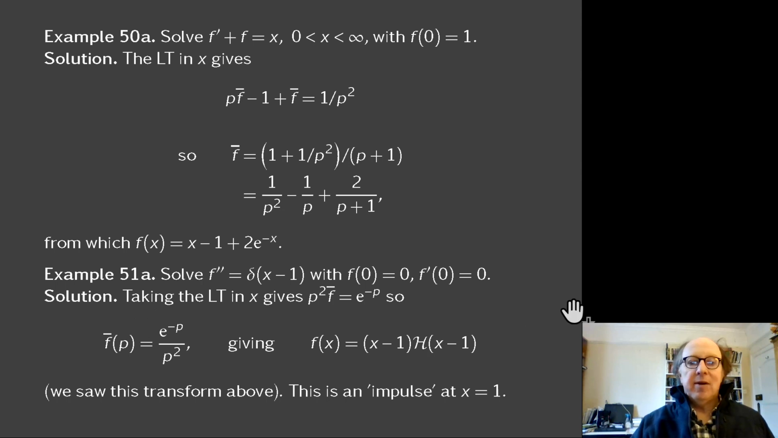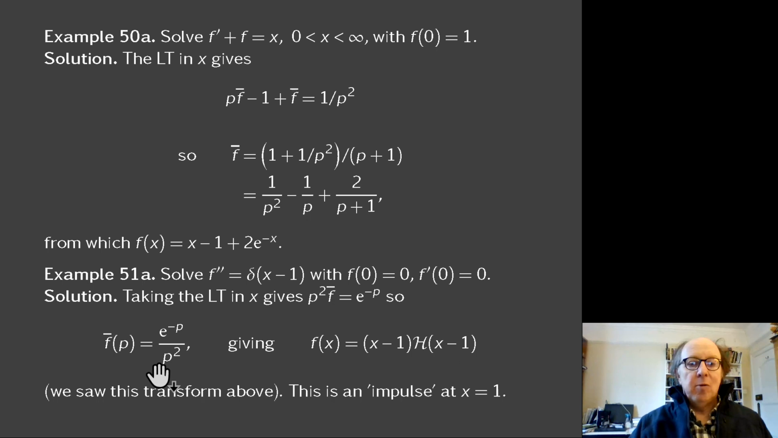All right, take the Laplace transform in x. F double prime just gives you p squared f bar because there's no initial condition. These two terms are both 0. The transform of delta of x minus 1 is e to the minus p, that's e to the minus px, evaluated at x equals 1. And so f bar of p is e to the minus p over p squared.